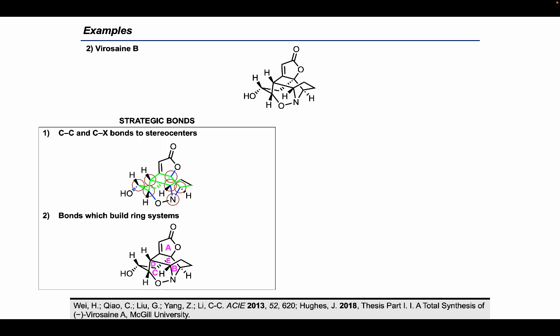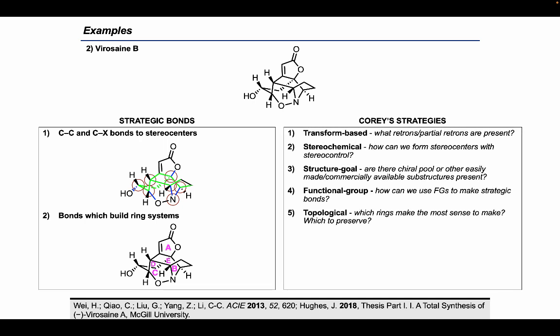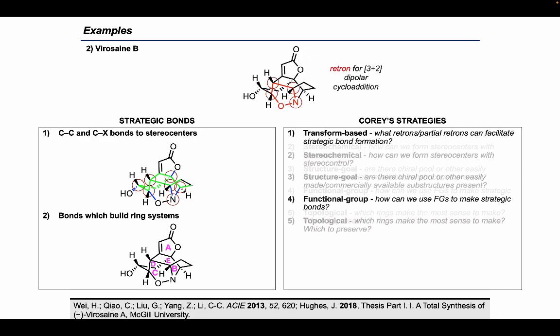large number of candidate CC and CX bonds for disconnection. It also has 5 or 6 member ring systems. And so, again, application of Corey strategies can help us narrow down the plethora of potential retrosynthetic disconnections. Immediately upon asking the first question, what retrons or partial retrons are present, the one retron which stands out in this molecule is the 5-membered ring containing an N-O bond, highlighted here in red. This structure is a keying element for a 3+2 dipolar cycloaddition, which would build 3 sp3 stereocenters and form 2 strategic bonds in one step.